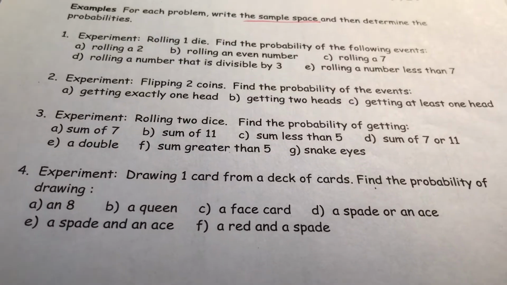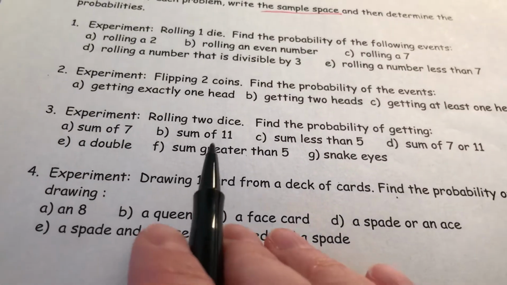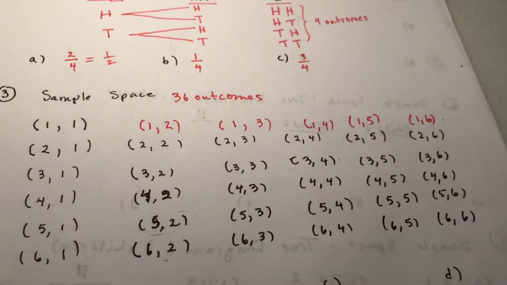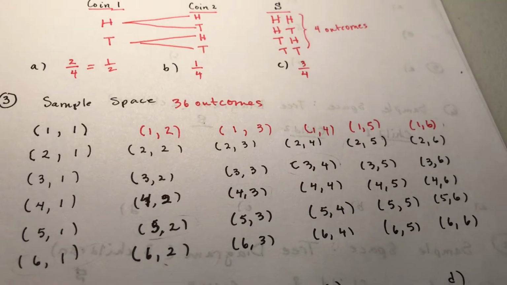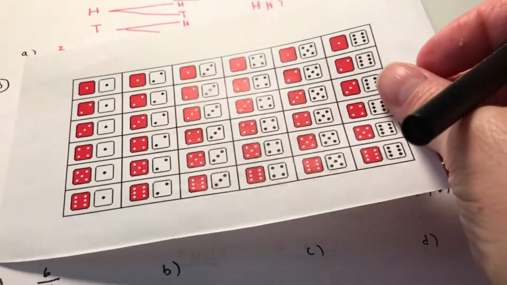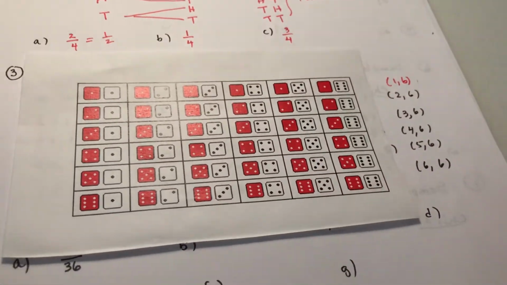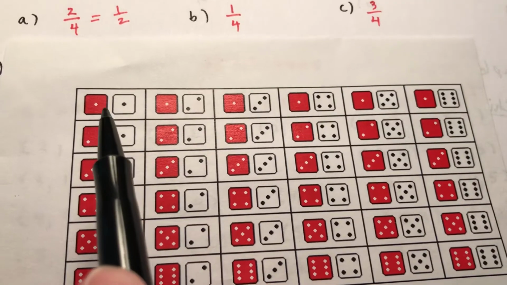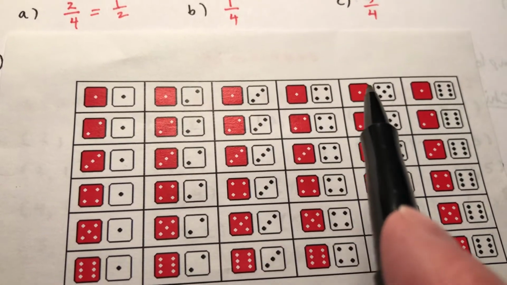Okay, everybody, we're back. I am looking at rolling 2 dice. We just created this humongous sample space and got 36 outcomes. Now, if we were in class, I would give you this nice little gift of my dice. Notice that these 2 dice show 1, 1, 1, 2, 1, 3, 1, 4, 1, 5.